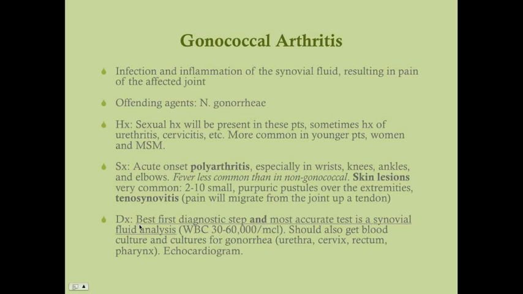The diagnosis, again, for gonococcal arthritis, like in any septic arthritis, the best first step and the most accurate test is going to be a synovial fluid analysis with culture. Again, here the white blood cell count will be 30 to 60,000 per microliter. And on these patients that you're suspecting gonococcal arthritis, you should also get a blood culture and cultures for gonorrhea. The places you're going to swab are the urethra, the cervix, the rectum, and the pharynx.